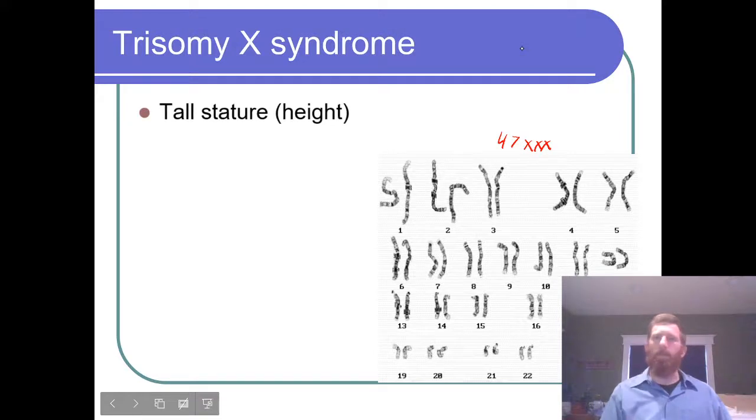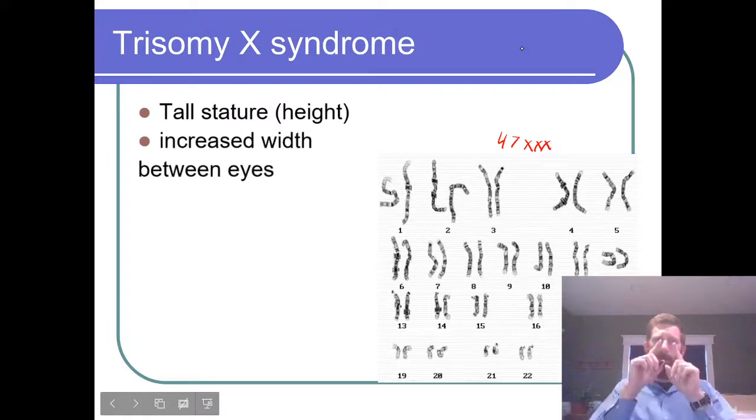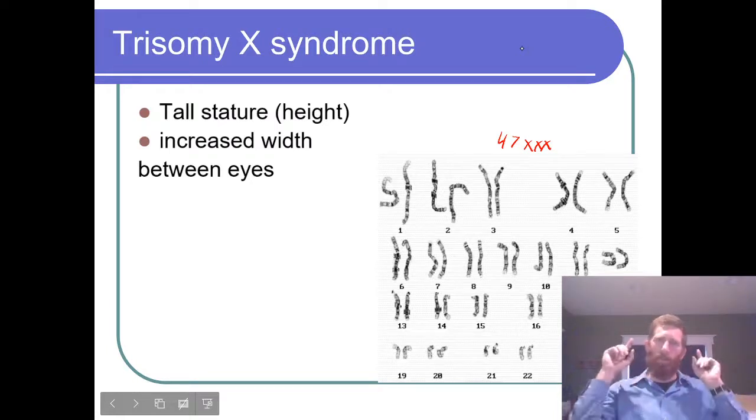So obviously physical appearance of female, because they have more than one X and no Y. So for some reason, unbeknownst to science, they have tall stature, right? There's an increased width between their eyes, so their eyes are kind of a little bit not really offset, but a little bit offset off to the sides of their heads.